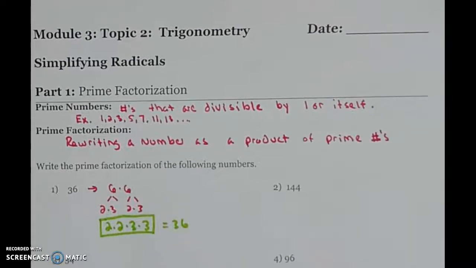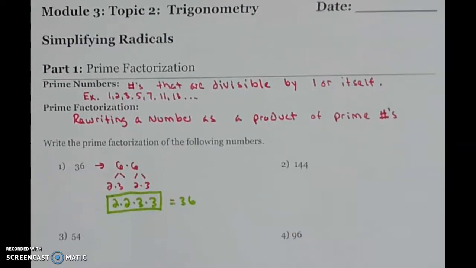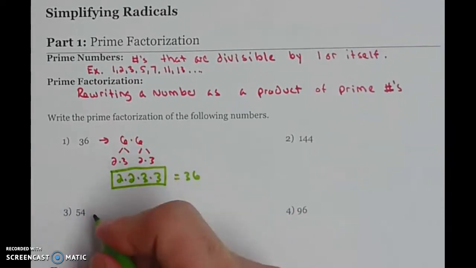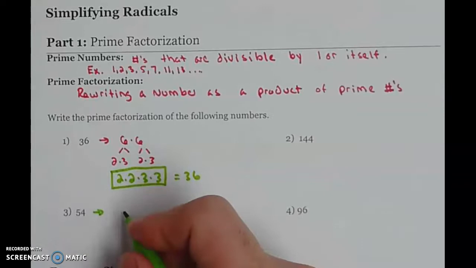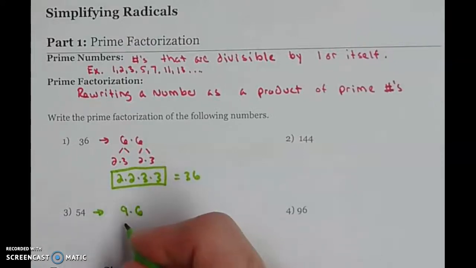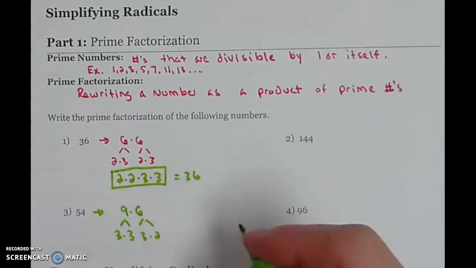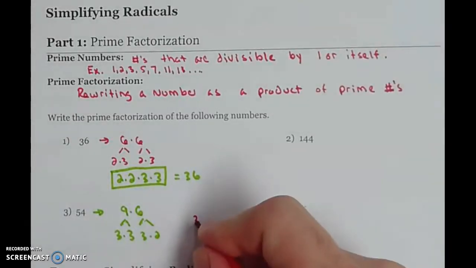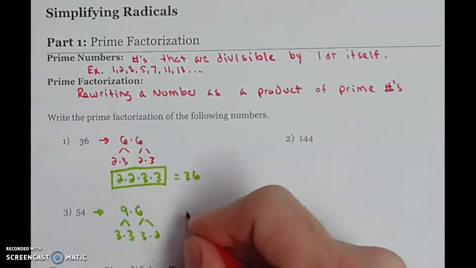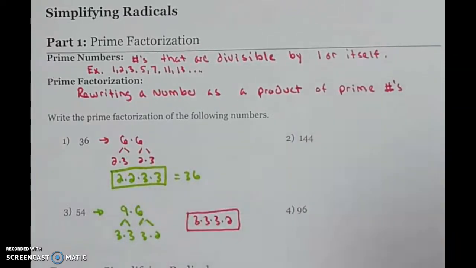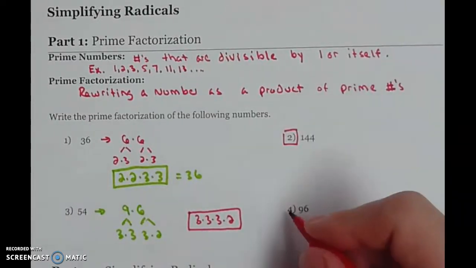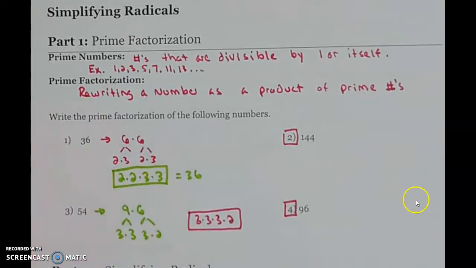Let's look at number 3, because I know 144 might be a little similar. When I look at 54, I start off with the idea, okay, I know 9 times 6 gets me 54. 9 breaks down to be 3 times 3. And then 6 is 3 times 2. So your prime factorization, or your final value, would be 3 times 3 times 3 times 2. That would be your prime factorization, okay? So I'm going to pause the video for a couple seconds, and I'm going to ask you guys to try to do 2 and 4 for me.